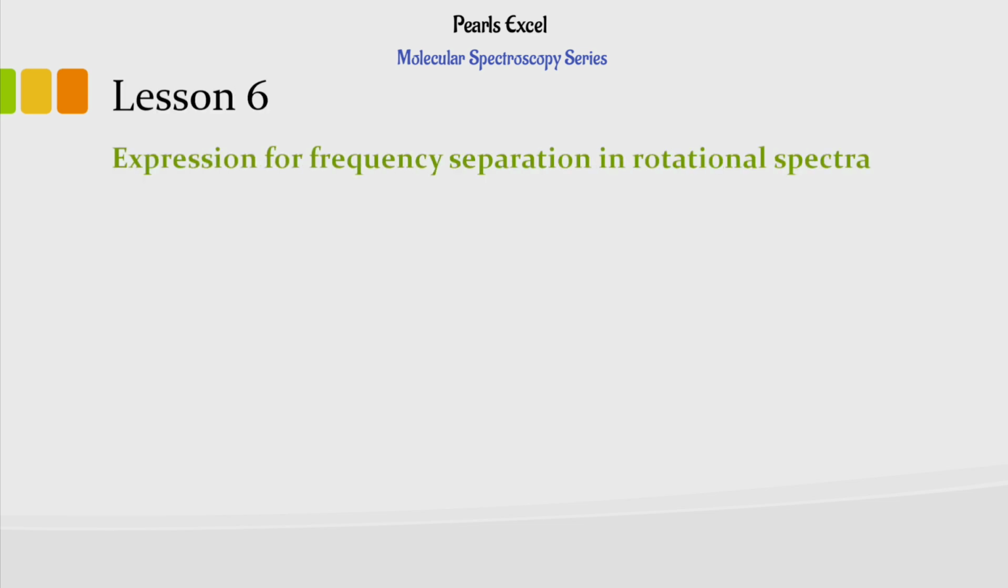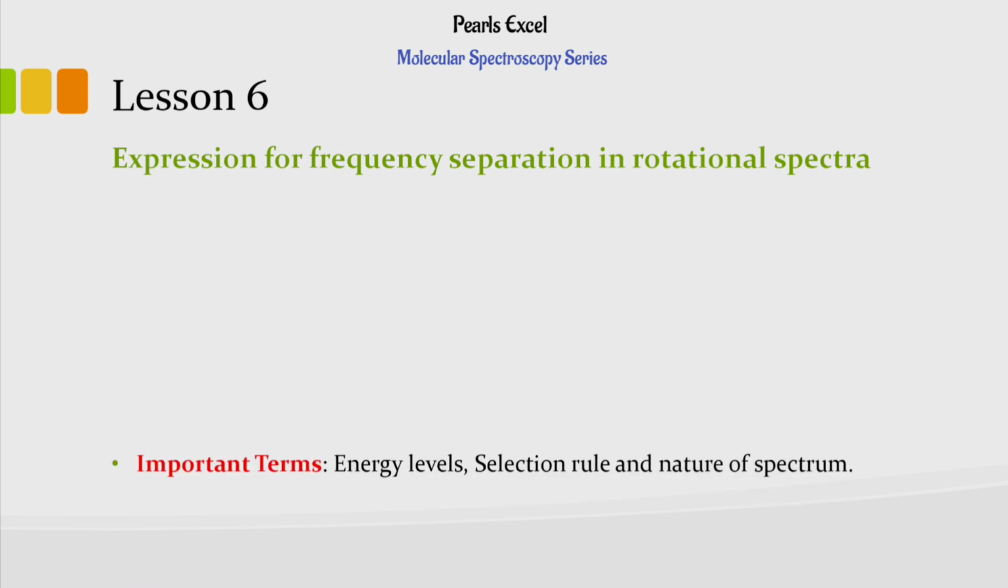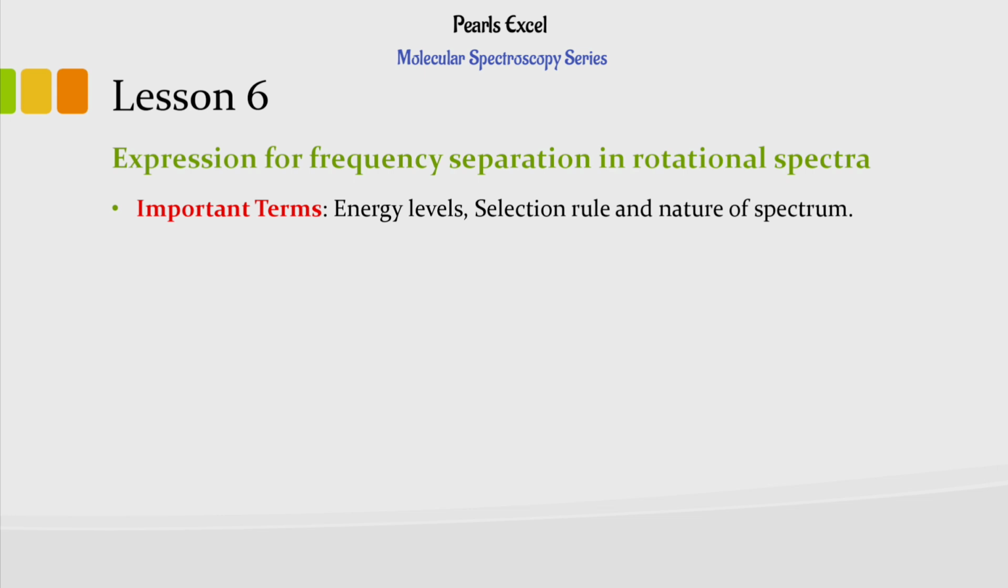Today we'll start with lesson number 6. That is the expression for frequency separation in rotational spectra. Now to derive this expression, we are going to use the selection rule which we discussed in the previous lesson. So let's get started. There are three important terms we are going to understand here: energy levels, selection rule and nature of spectrum.